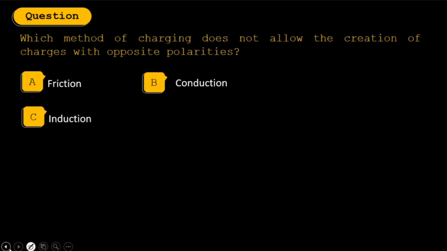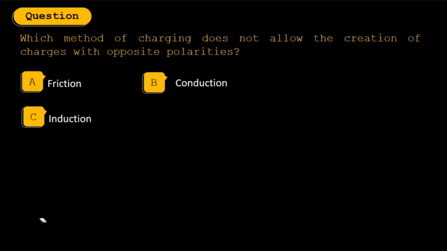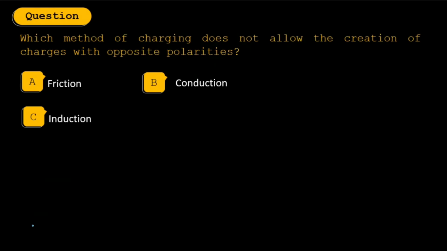Just try to answer this question. This question says, which method of charging does not allow the creation of charge without opposite polarity? So this is the important term here. Which of the following methods that we have studied so far is responsible for generating charge on the metal surface without creating opposite polarity? Think about it. Induction? Not really.